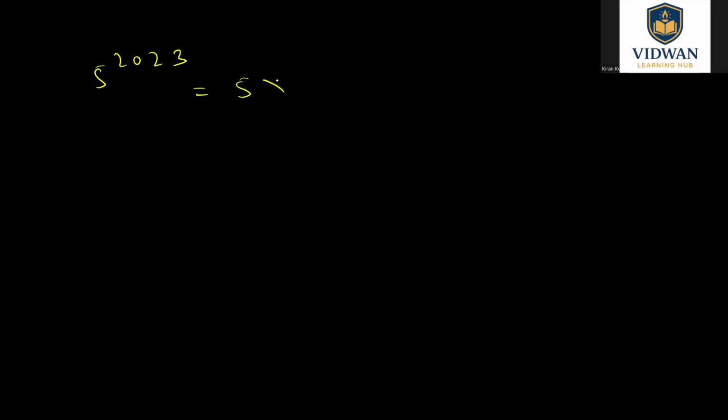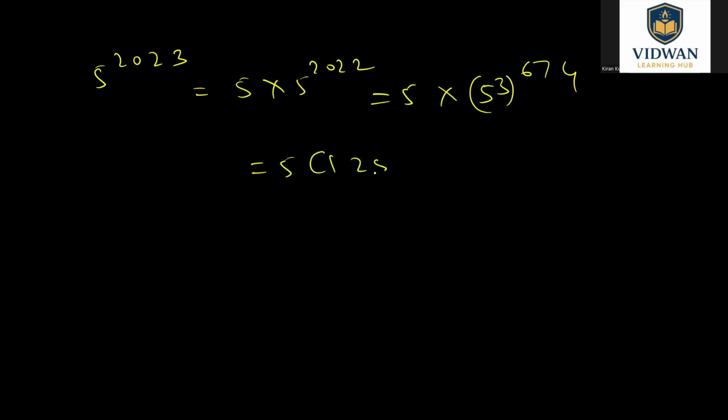Suppose you write 5 into 5 power 2022. This will become 5 into 5 square power 1011. I'll otherwise take 5 cube power. How many times will it cancel? 3 6s are 18, 3 7s are 21, 3 674s are 2022. So 5 into 125 power 674.